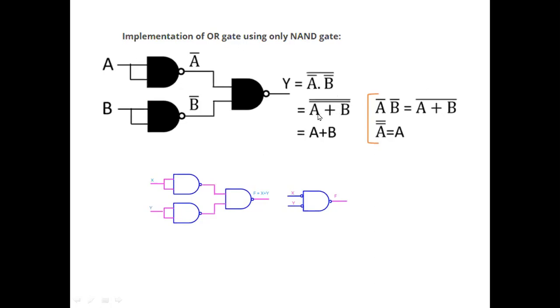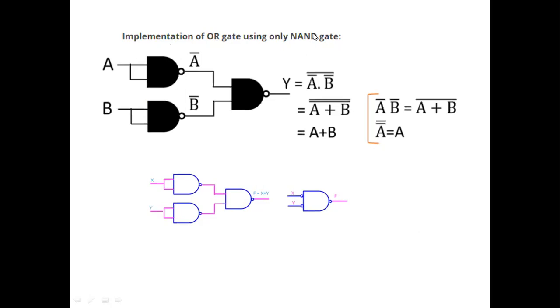According to that, it becomes A plus B complement and complement. So A double complement is equal to A. So it becomes A plus B. So these two NAND gates can be replaced by two bubbles. In a simple way, we can also represent it this way.